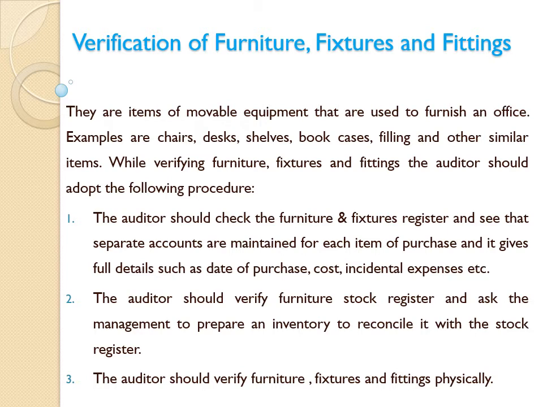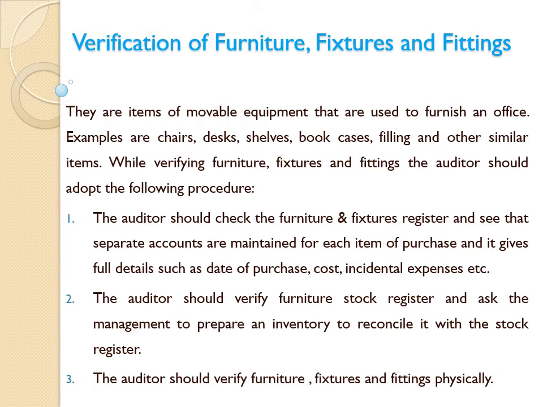Then another point of our discussion, verification of furniture, fixtures and fittings. They are items of movable equipment that are used to furnish an office. Examples are chairs, desks, shelves, bookcases, filing cabinets, and other similar items. While verifying furniture, fixtures, and fittings, the auditor should adopt the following procedure.